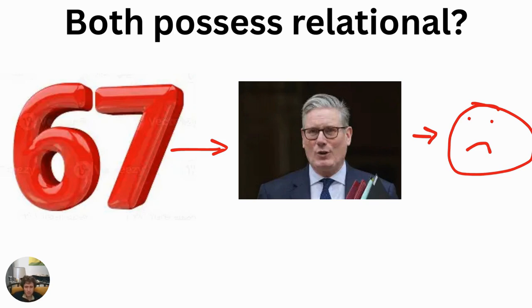Now, would you say that it's fair to say that 6-7 before Starmer said it and 6-7 after Starmer said it are the same thing? I would not. There's new context added to the 6-7. So anything said before Starmer said it about 6-7 is different to anything said after Starmer said it about 6-7. Just the same as my belief about Clark Kent before I knew that Clark Kent and Superman were the same person is different to my belief about Clark Kent now I know that they are the same person.